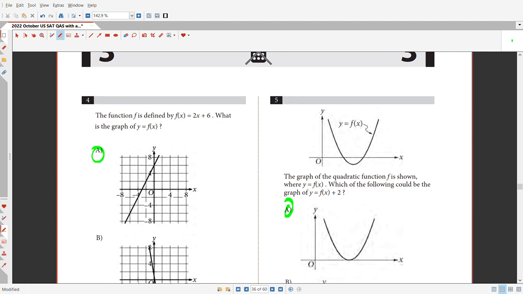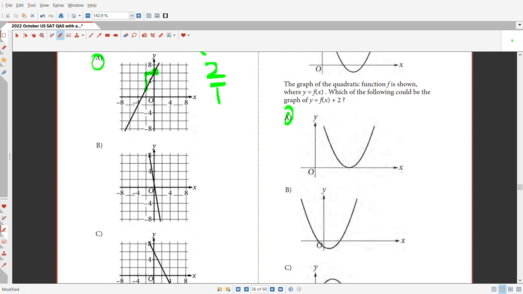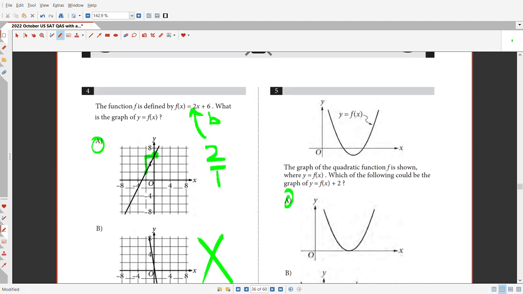Number 4, y-intercept is 6 and the slope is 2. So, and it's a positive slope. So it looks like if we go from here to here, it's up 2 over 1, and that's the slope. So A is the answer. This one's negative, this one's negative, because the slope is going down. Again, we didn't even have to do the slope, because that has a y-intercept of 0.